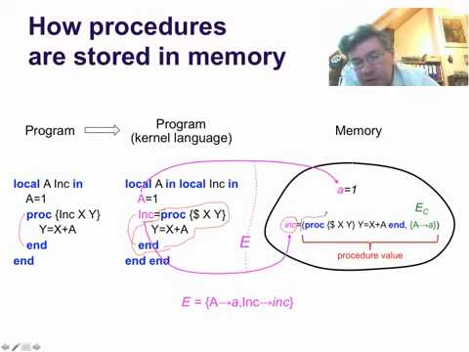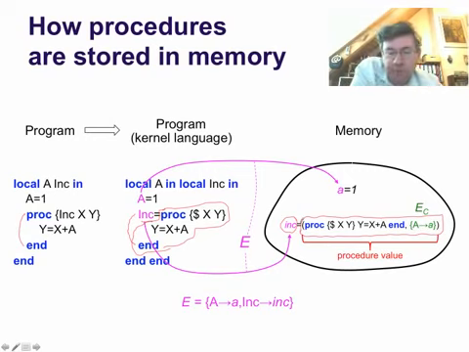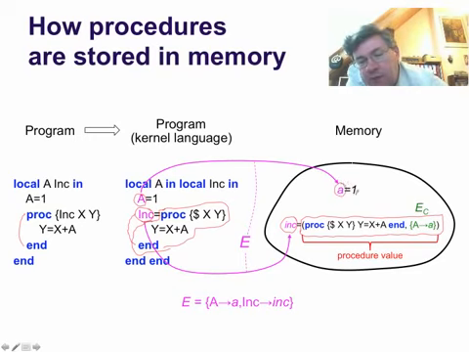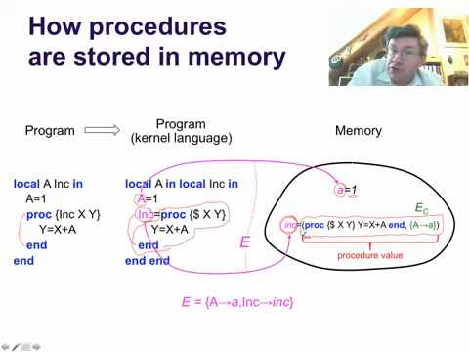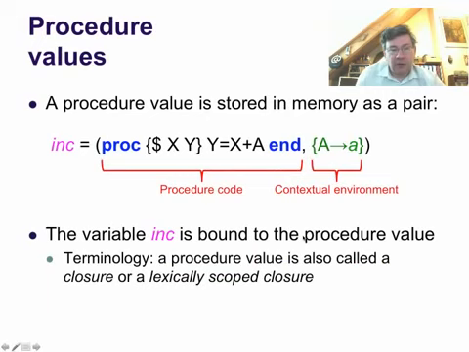Now notice this thing here is the procedure value in memory. And notice comparing inc and a, the variable a is bound to 1. Well, the variable inc is bound to the procedure. Procedures are values, just like integers. They're a different kind of value, more complicated than integers, but they're just values. So a procedure value is stored in memory as a pair.